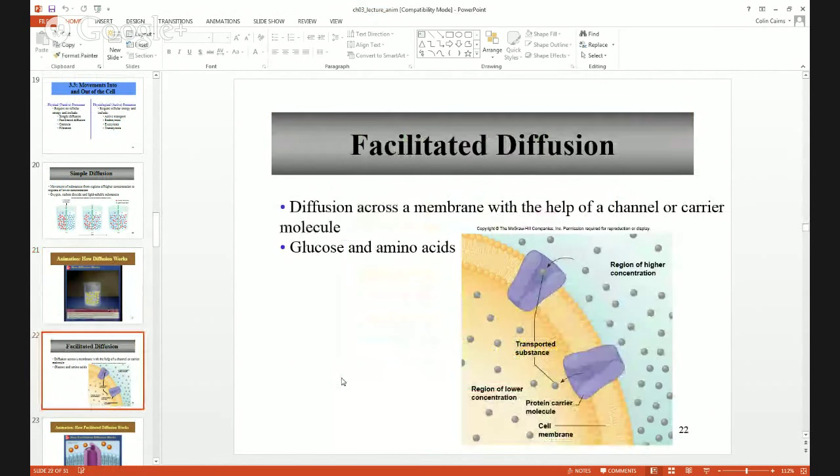Okay, so now we talk about facilitated diffusion. That's diffusion across the membrane with the help of a channel or carrier molecule. Some of the things that will use facilitated diffusion are glucose and amino acids. So we have particles in a region of higher concentration. They'll naturally want to go to a region of lower concentration, but they need the help of a channel. And so they will go through this protein carrier molecule and go through the channel inside. And then they'll be diffused into the inside of the cell on the other side of the cell membrane.